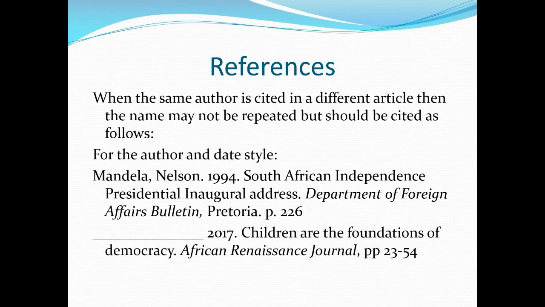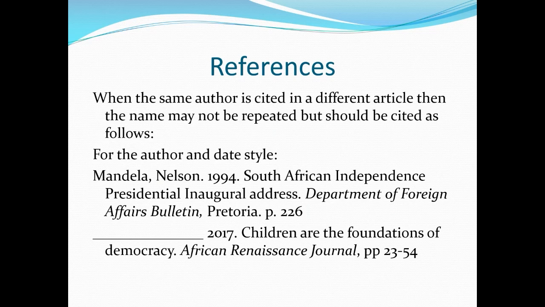When the same author is cited in a different article, then the name may not be repeated but should be cited as follows. For the author and date style: Mandela, Nelson, 1994, South African Independence Presidential Inaugural Address, Department of Foreign Affairs, etc. Then the next time it is the same Mandela, Nelson, 2017, you will now just put a line and put the title for that particular new publication by the same author. You don't repeat the name of the author.